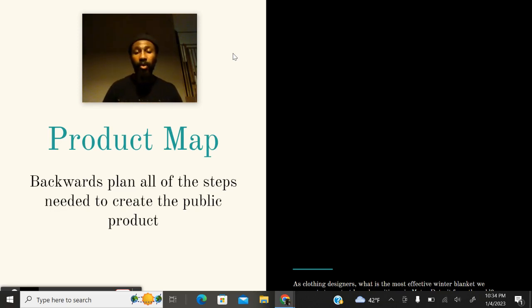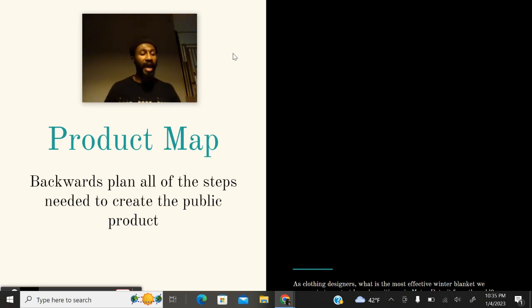At the bottom right corner of my screen, you may or may not be able to see it, I have one of the driving questions that I've used in one of my previous PBLs. It's a driving question that we talked about in our previous video. It reads as follows: As clothing designers, what is the most effective winter blanket we can create to protect homeless citizens in the city of Detroit from the cold? The public product is clearly mentioned in my driving question. It is the most effective winter blanket we can create. So we are making a winter blanket.